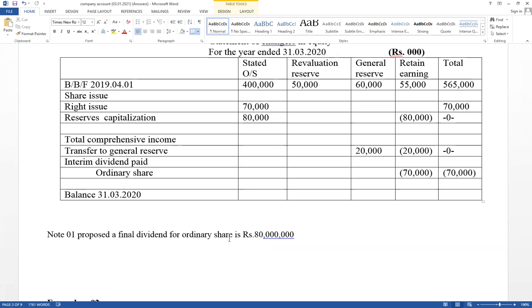Think about the theory part. LKAS 10, events after the reporting period. Non-adjusting events. Therefore, they cannot be disclosed in the financial statement. Cannot be adjusted. Only adjust interim dividends paid. Cash account credited, dividends account debited, already paid in cash during the accounting period. Therefore, interim dividends can be deducted from retained earnings. For proposed dividends, notes should be written based on LKAS 10.